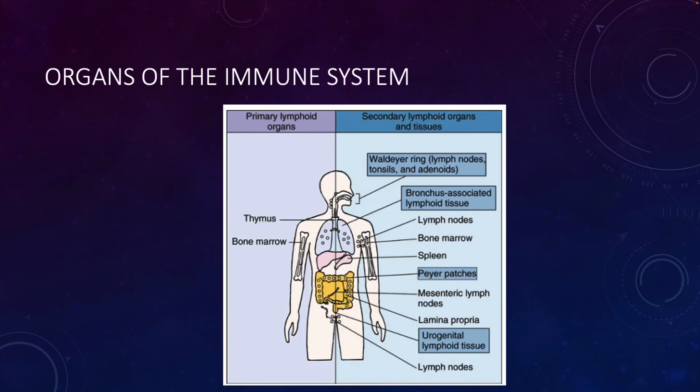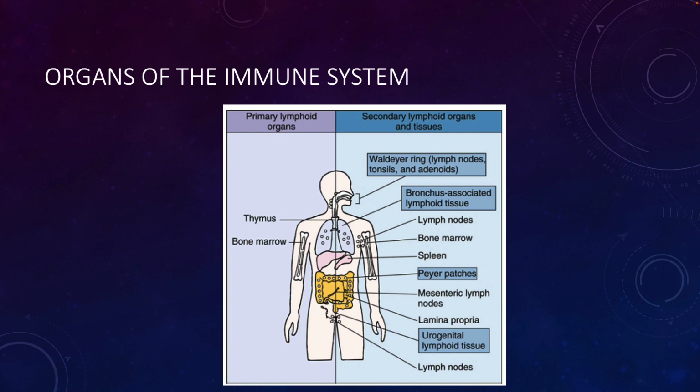When we talk about the immune system, we can also talk about the organs of the immune system. We have primary and secondary organs and tissues. The primary organs are the bone marrow and the thymus. The bone marrow is in general where most of the progenitor stem cells are going to be found. The thymus is the site of T cell maturation, so that's pretty important.